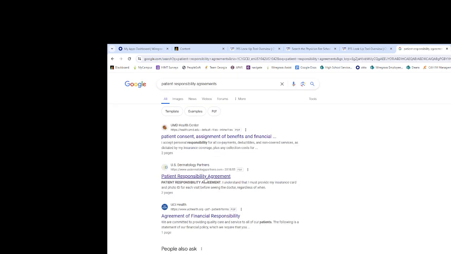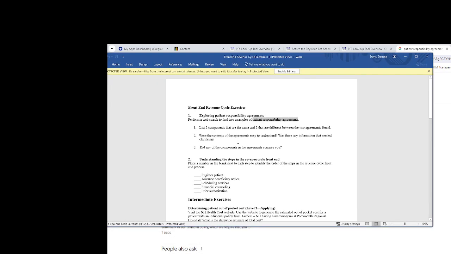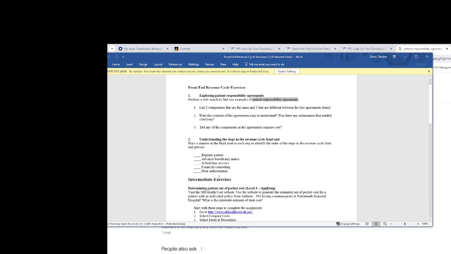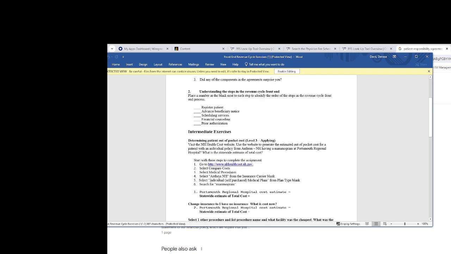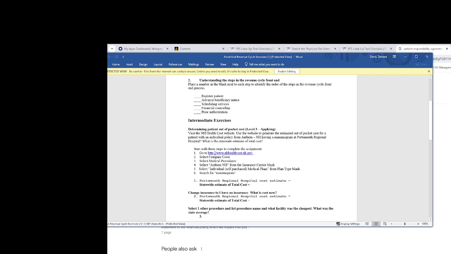So here they are, okay? And then it says to compare those, and you can answer the questions to that. Number 2 says understand the steps. You need to put these in order from what we've talked about, okay? The next one is we're going to go to this website, and it asks some questions about this.